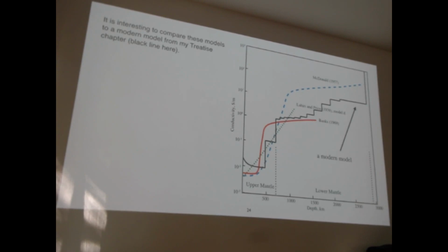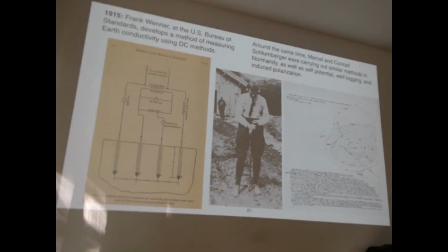This is a model I made for that treatise volume, and it's in pretty good agreement. The big deal is there's a big jump in conductivity between the upper mantle and the lower mantle as the mineralogy changes, and we'll talk about that.